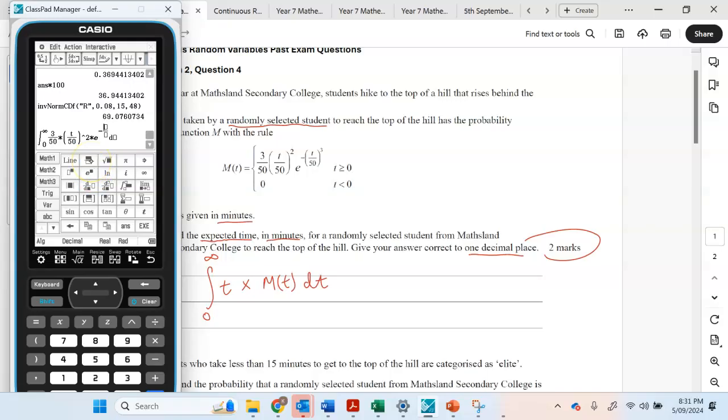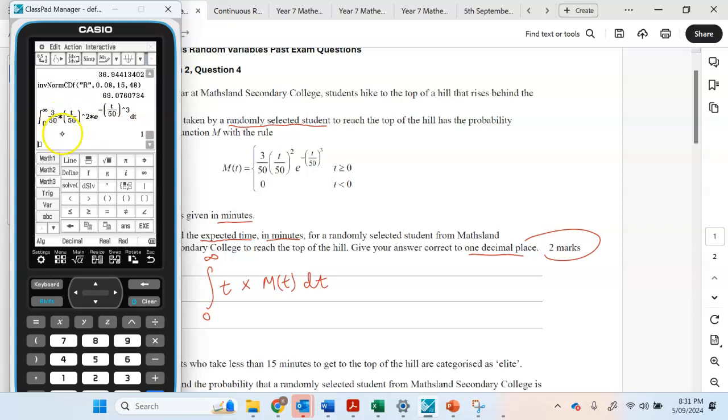T over 50, and I have been using t, but you can use x. You just have to make sure you don't have your answer in terms of t. That would be silly. To the power of 3. I'm just going to make sure I've put that all in correctly. So 3 over 50 times t over 50 to the power of 2 times e to the power. Is that e? It kind of looks like it. We'll soon know as soon as I press enter. Oh, what am I doing?